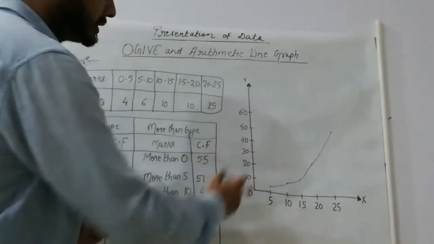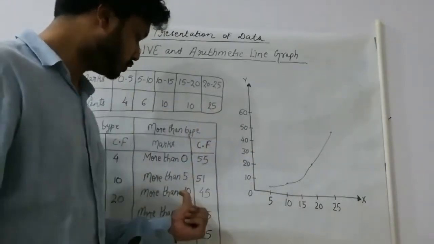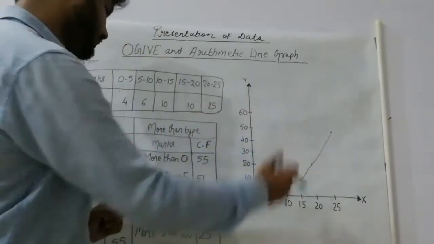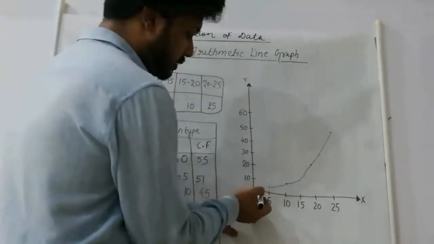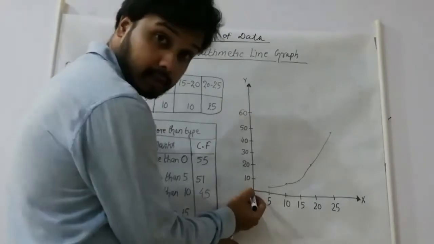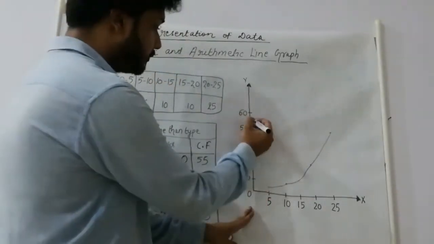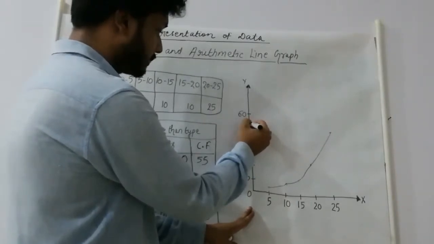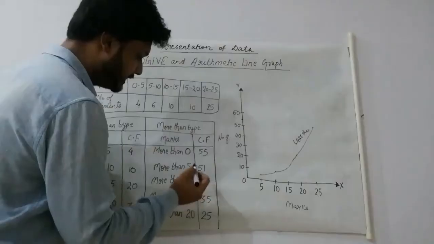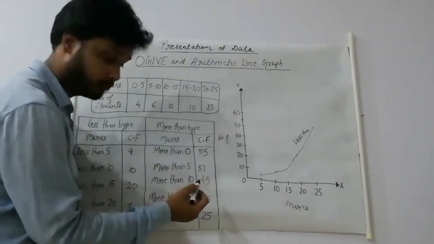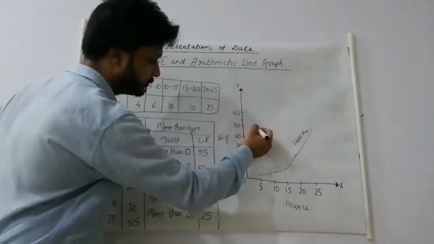Now we need to plot this in the diagram. You can make a separate diagram also and plot the more than. But here we are doing in the same diagram. Let us see. More than 0, it is 55. So because it is written more than 0, in 0 only we will plot 55. Here will be our point. Then the next one is more than 5, which is at 51. So more than 5, point it at 51.